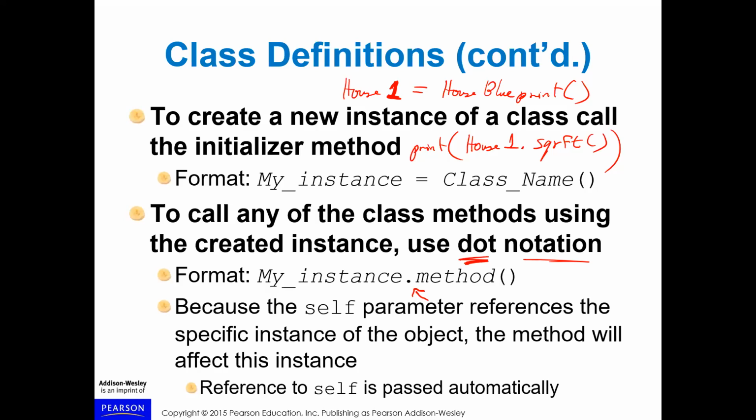So to call any of the class methods using the created instance, you use the dot notation, and you can see that there. And here is the specific format. Because the self parameter references the specific instance of the object, the method will affect this instance only. Okay, so that's how it knows. And so the reference to itself is passed automatically because it is within that instance.